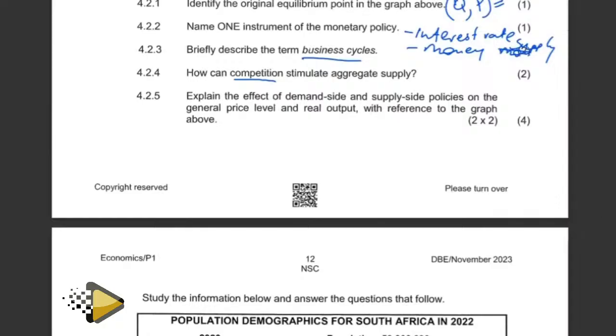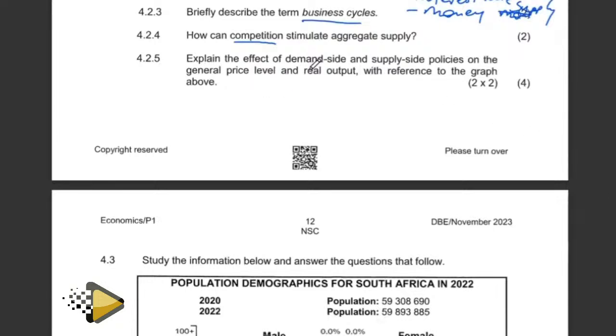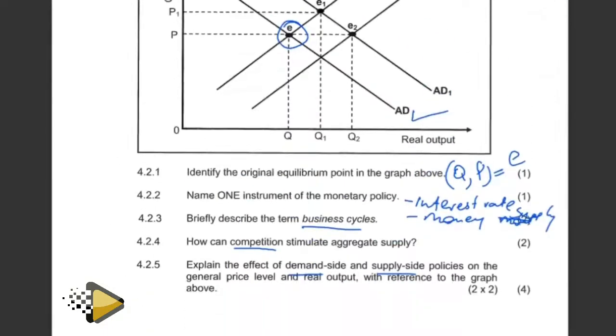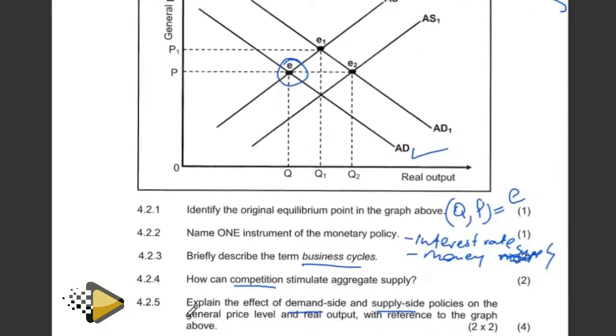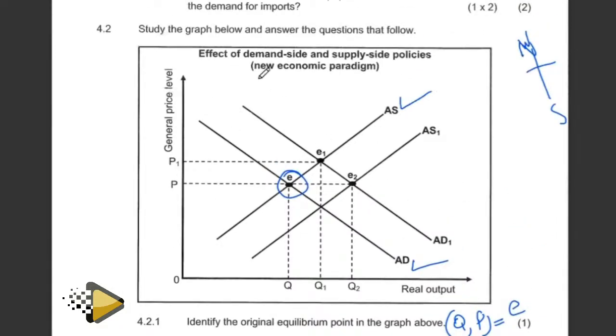Let's check 4.2.5, which reads as follows: Explain the effect of demand side and supply side policies on the general price level and the real output with reference to the graph above. So the question wants us to give an explanation of the effect of demand side and supply side policies.